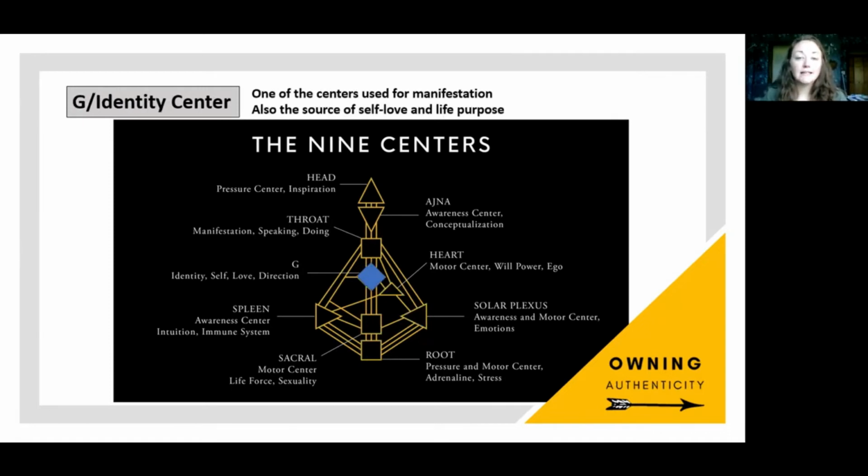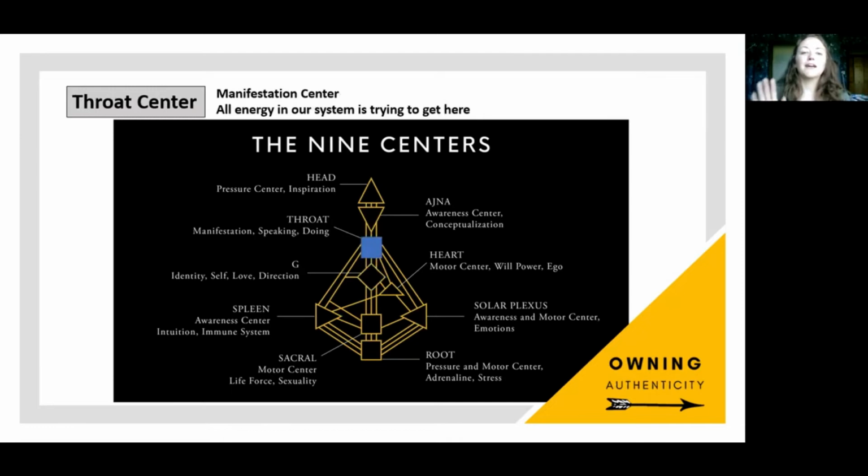The G center, or the identity center, is one of the centers for manifestation. We're going to get really deep into both of those centers for manifestation. It's also where our self-love comes from. If we're looking to build our self-love, a good place to start is exploring the gates that are activated in our identity center. And it's also where our life purpose comes from. We're going to talk about the ramifications of having that center defined versus open, just like we'll do with all of them, but that one especially can be really hard before you master it, depending on how it works for you.